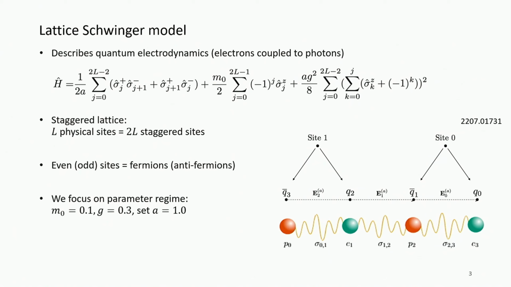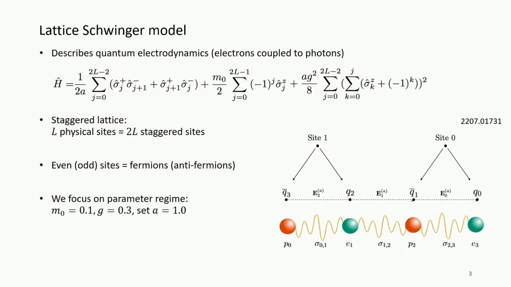So the model that I'm going to focus on today is the lattice Schwinger model. Now, this model describes quantum electrodynamics in 1+1 dimensions. While it is a sort of toy model, the hope is that one can use the methods developed for this model to study gauge theories in higher dimensions.